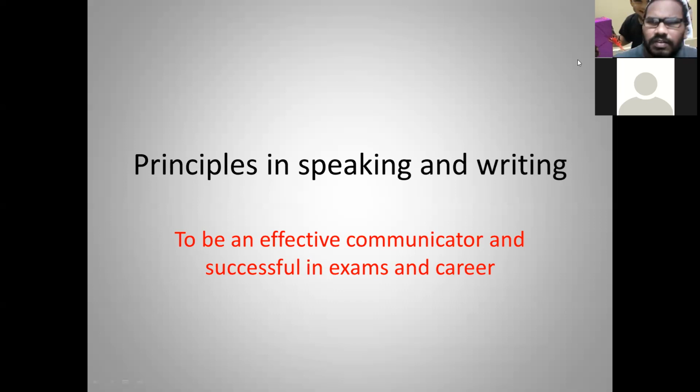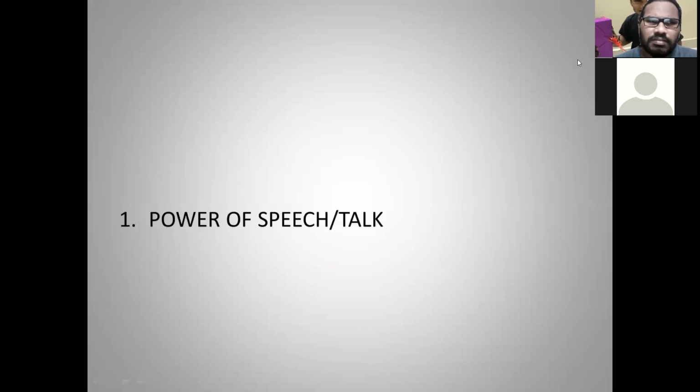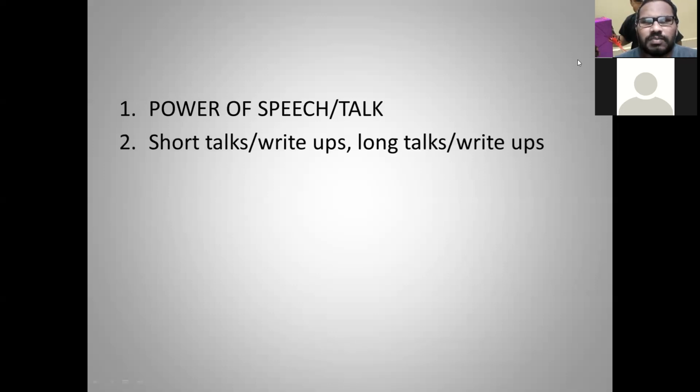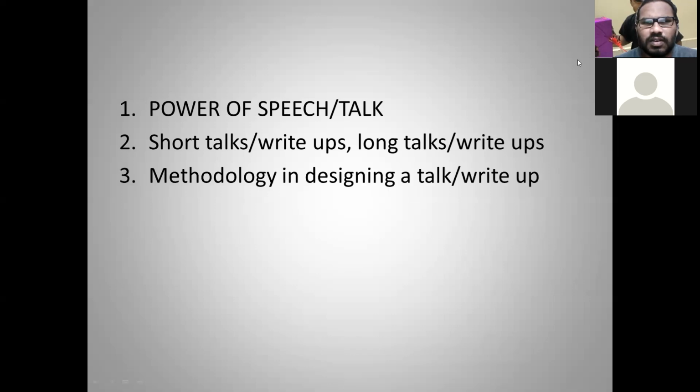So this evening we'll try to see how we can speak and write in exams more successfully or more accurately than before. I just want to repeat last week's session, maybe 5 to 10 minutes, the gist of the previous session, so that the newcomers may understand what we are trying to discuss or learn. So the power of speech or talk or a write-up, we'll see short talks, long talks, and the methodology.